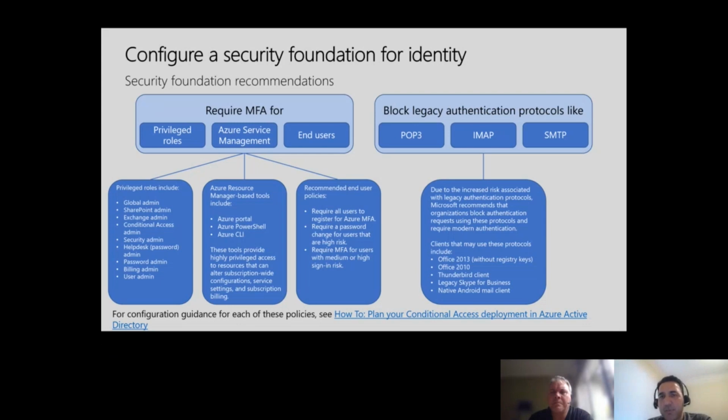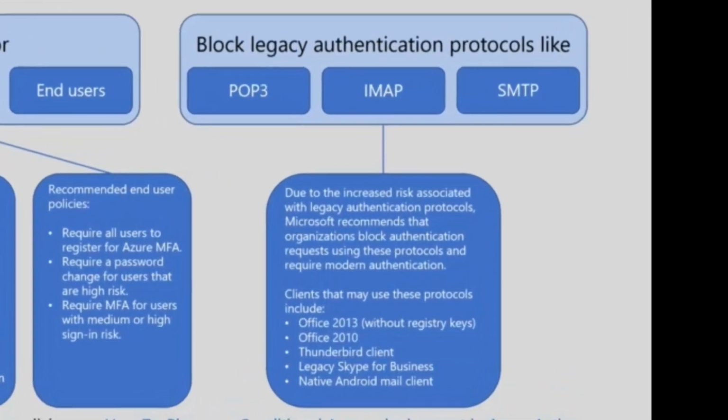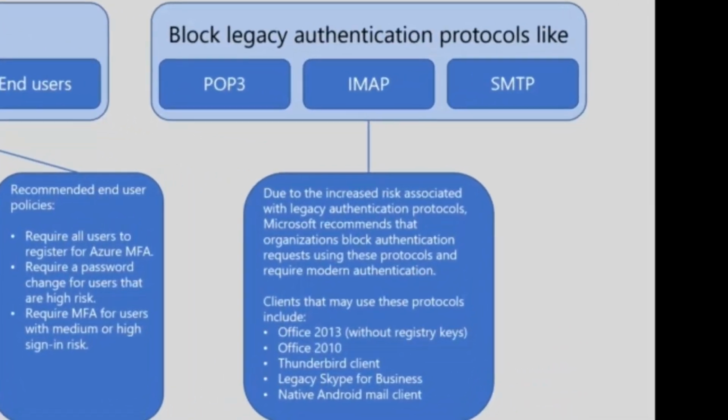And legacy authentication protocols should be blocked. This is very important. We talk a lot about this, but what is a legacy authentication protocol? POP3, IMAP, SMTP, as an example, as you see here. And when you are using an application like, let's say, Office 2010, you're still using legacy authentication. So if you block it, you're actually blocking Office 2010, right? So you want to make sure you're ready for that.